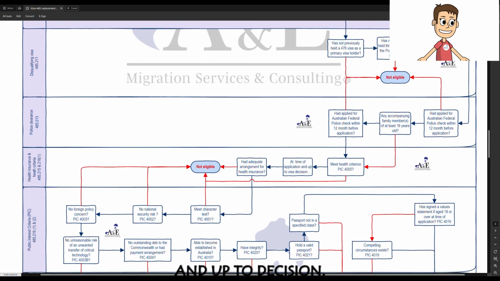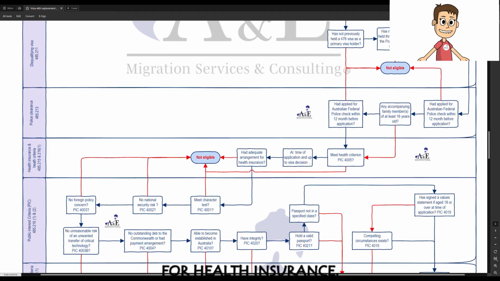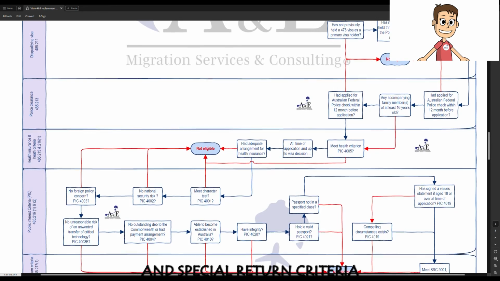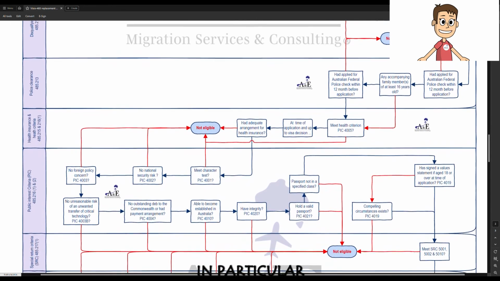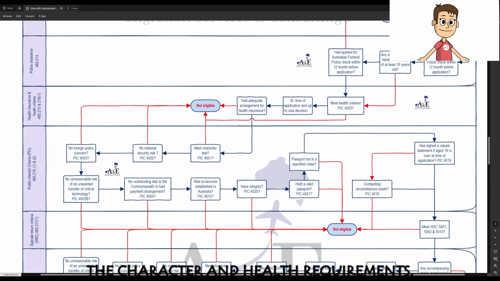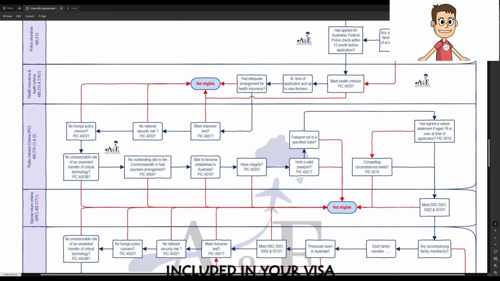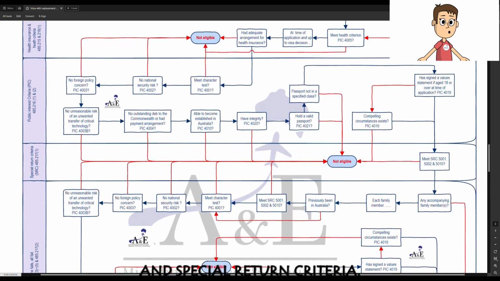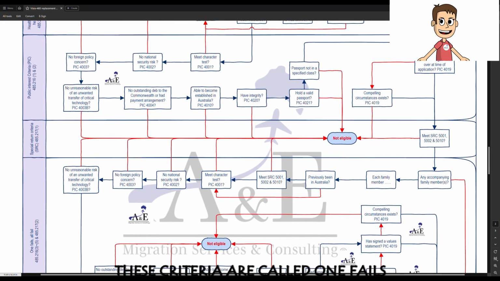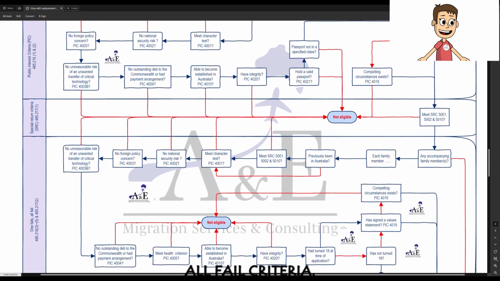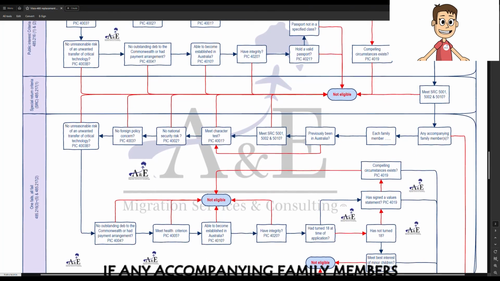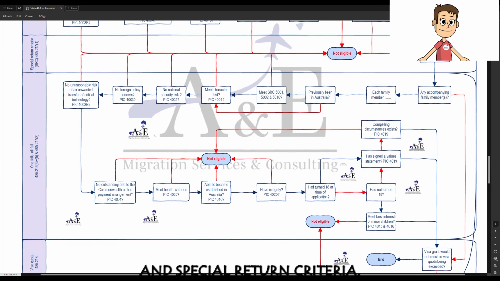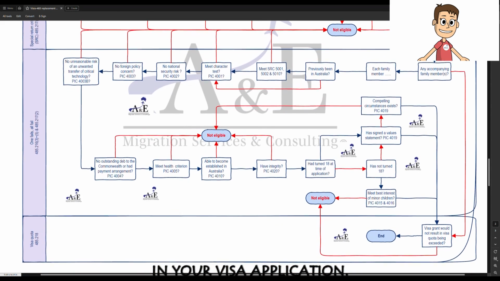At the time of application and up to decision, you had adequate arrangement for health insurance. There are various public interest criteria and special return criteria that you have to meet. In particular, the character and health requirements. Any accompanying family members included in your visa applications also need to meet certain public interest criteria and special return criteria. These criteria are called one fails, all fail criteria. This means that if any accompanying family members do not meet those public interest criteria and special return criteria, you will not be successful in your visa application.